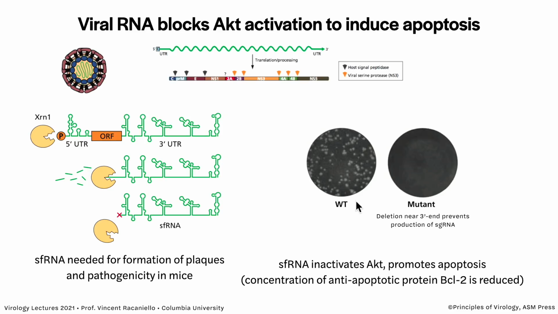So you can make a deletion near the 3' end, which prevents the production of this sfRNA. So this mutant can't make sfRNA, and it doesn't form plaques. The wild-type virus can form plaques, but if you prevent the formation of this subgenomic RNA, the virus can't form plaques. What this RNA does is inactivate AKT and promote apoptosis, so the cells break, and you can get plaque formation. And in fact, in mice, these mutants don't cause disease. They have reduced disease. So apparently, apoptosis is important for that. Small RNA, which is again produced in only a fraction of the genomes.